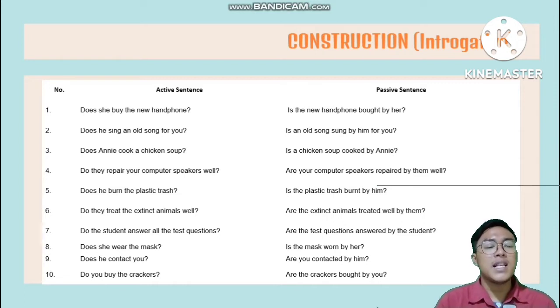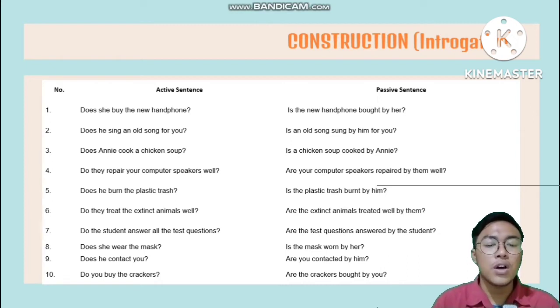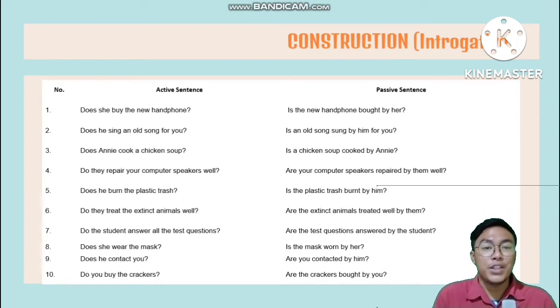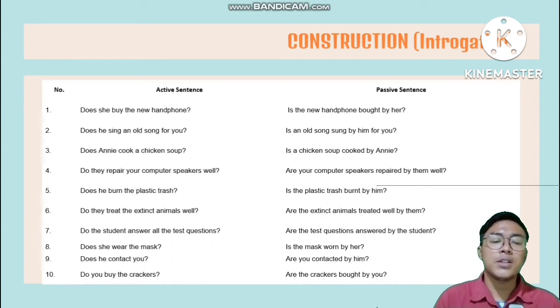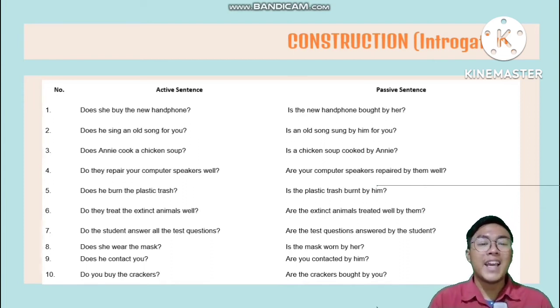The second one is: does he sing an old song for you? In the passive sentence: is an old song sung by him for you? The third one is: does Annie cook a chicken soup? In the passive sentence: is a chicken soup cooked by Annie?